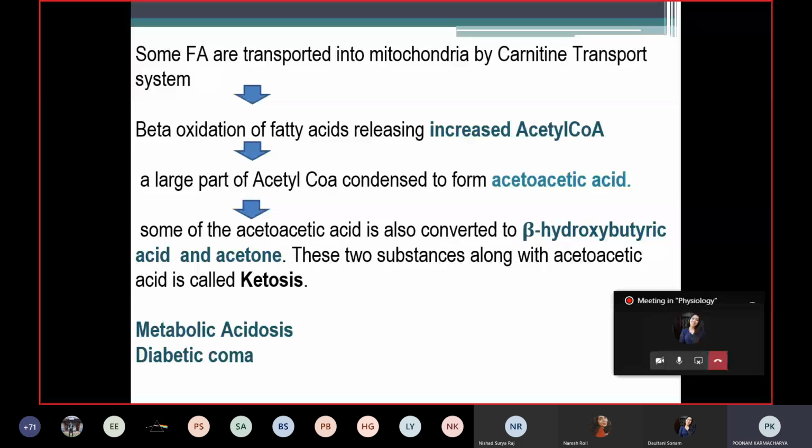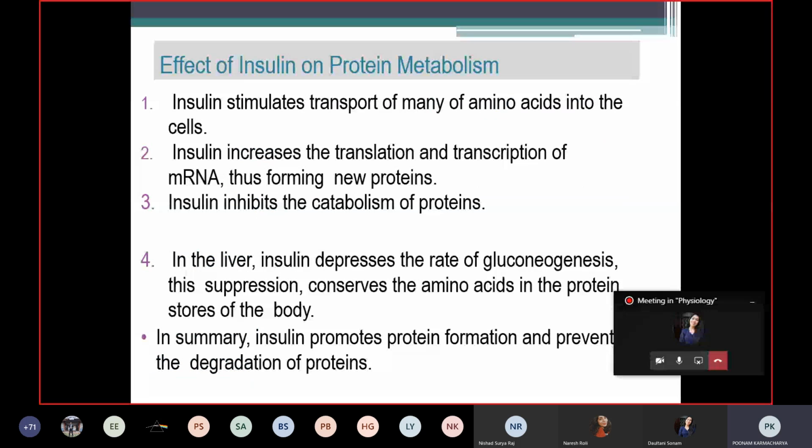Okay, that was insulin in fat metabolism. Now the effect of insulin on protein metabolism. You already know it is the anabolic hormone. It tries to stimulate amino acid uptake into the cell. It brings about translation and transcription of mRNA, thereby forming new proteins. It inhibits catabolism of these proteins. So insulin promotes protein formation, and insulin is an anabolic hormone. It tries to promote protein formation and prevents the degradation of proteins.